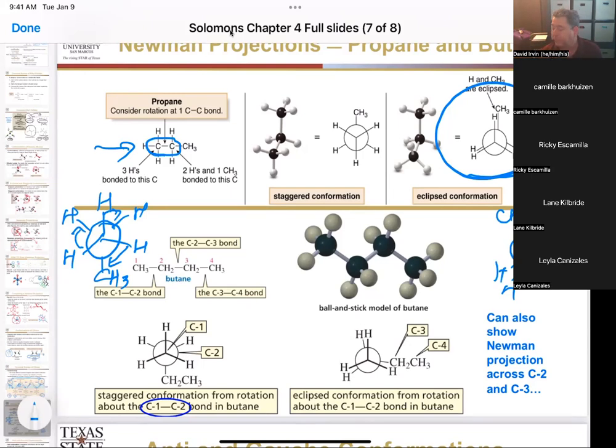Okay. So now that we see this, the CH3 group is even bigger than a hydrogen group. So is that going to be more potential energy or less potential energy?